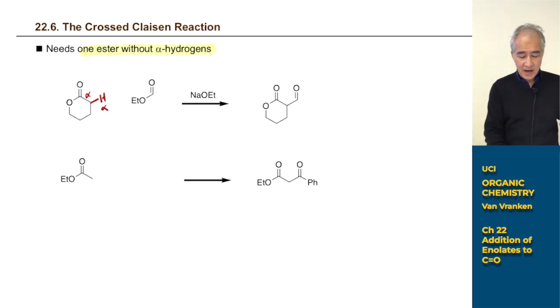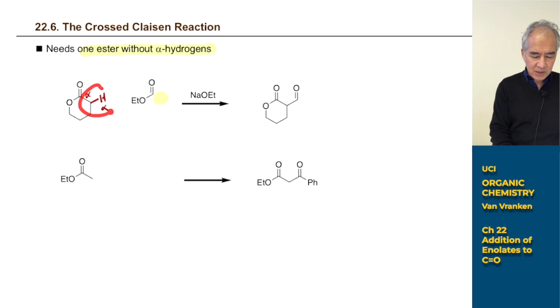But you'll notice that this other ester in here, called ethyl formate, has no alpha carbon, right? There's not even a carbon atom there. So you can't make an enolate if there isn't even an alpha carbon there, and there are no alpha protons if there's no alpha carbon. So there's only going to be one enolate floating around in this reaction mixture, and that's the enolate derived from deprotonation of this piece. And that enolate will then come in and attack the other ester. So you can do crossed Claisen reactions.